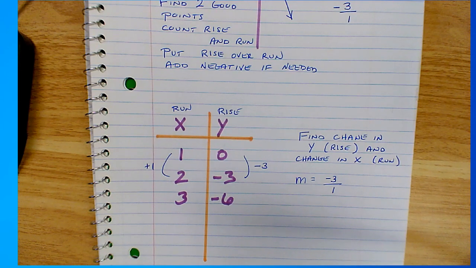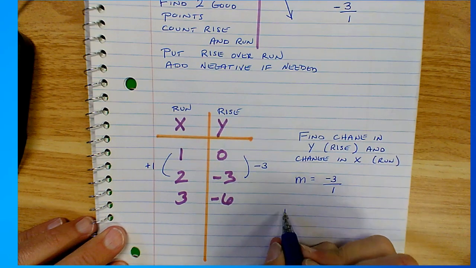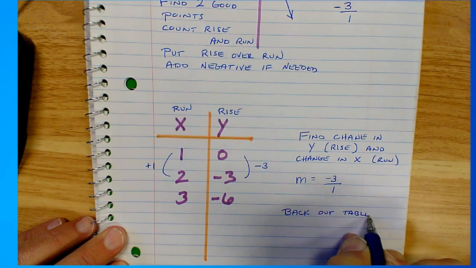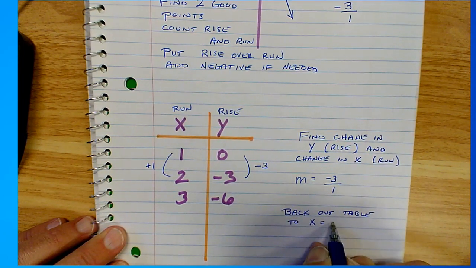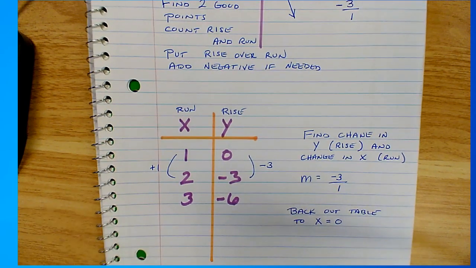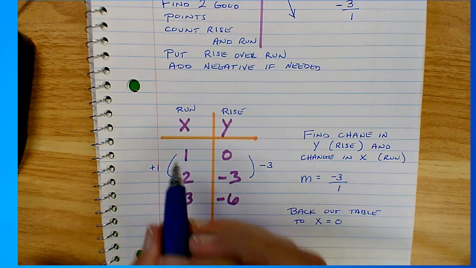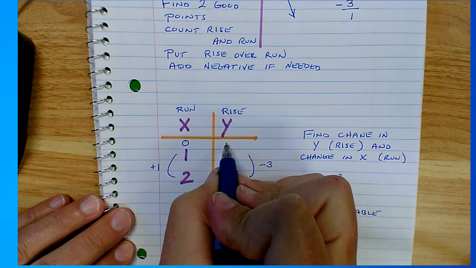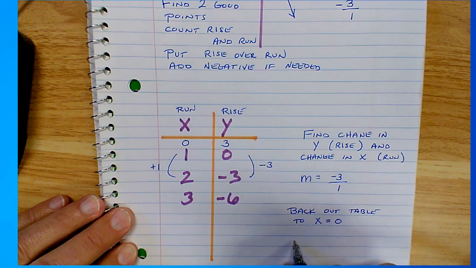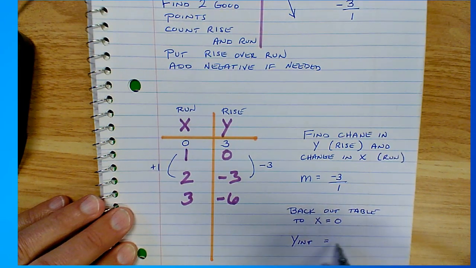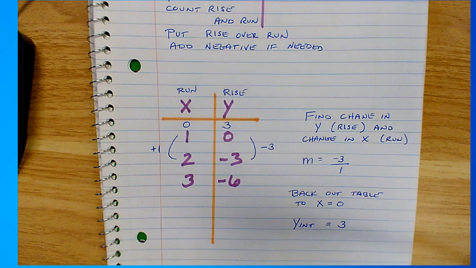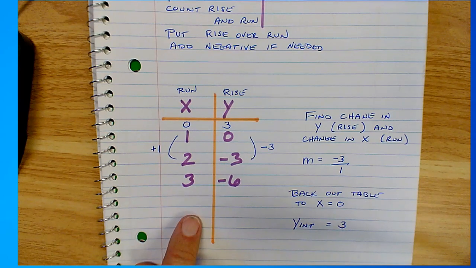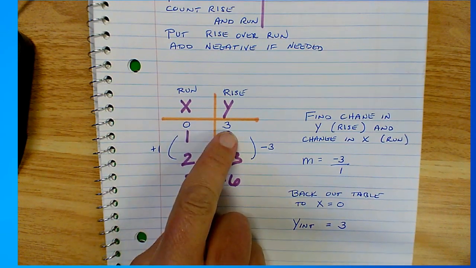Now to get the y-intercept, I have to back out the table until x is 0. So let's back this out. 3, 2, 1, 0. -6, -3, 0, 3. The y-intercept is 3. How do I find the slope? I find the change in y and the change in x. That's rise over run. How do I find the y-intercept? I back it out until x equals 0, and there's my y-intercept.